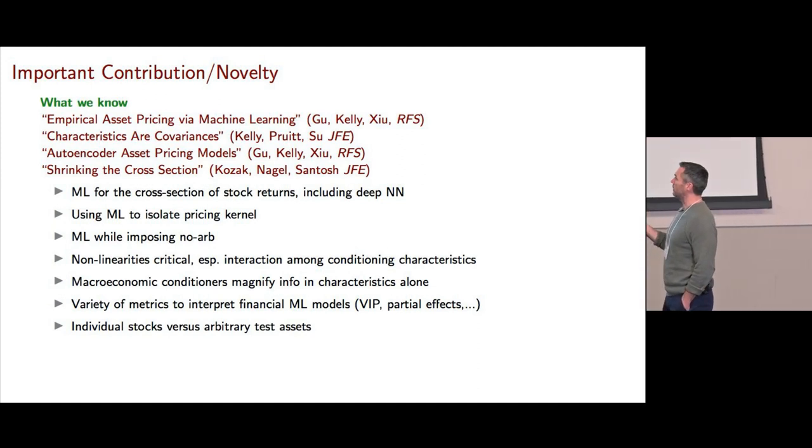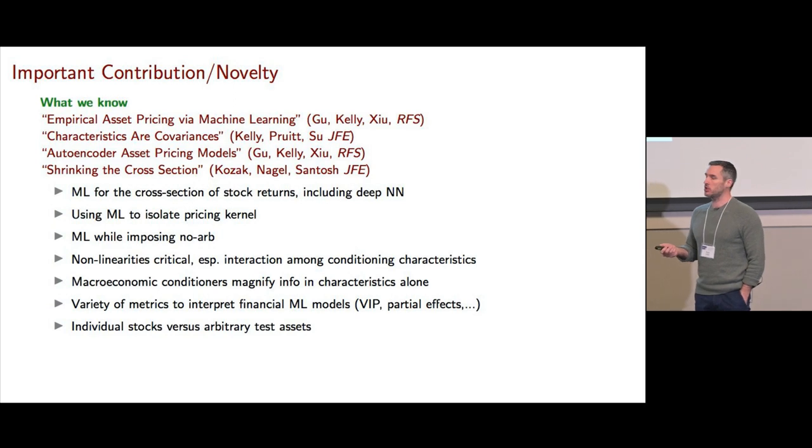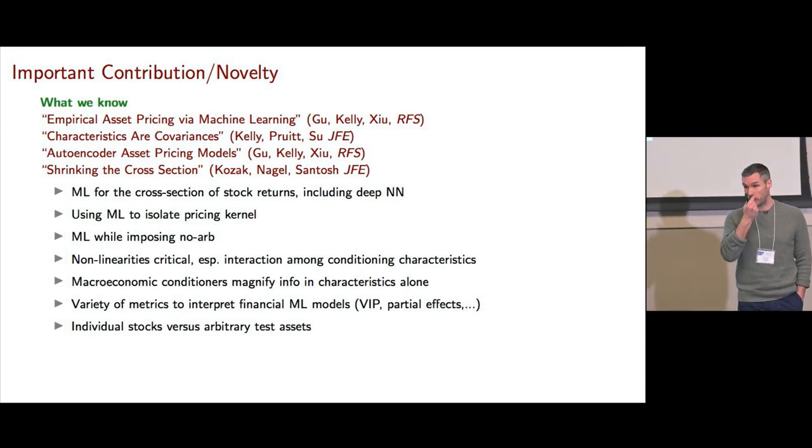So he alludes to papers like Kozak, Nagel, and Santosh. But I actually think the more direct comparisons are these papers here. So these should show up as benchmarks, right? The paper's not properly benchmarked currently.